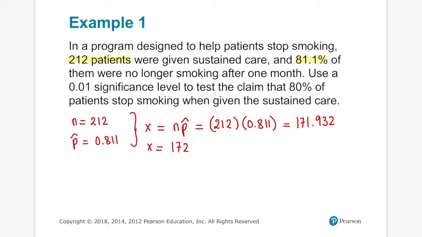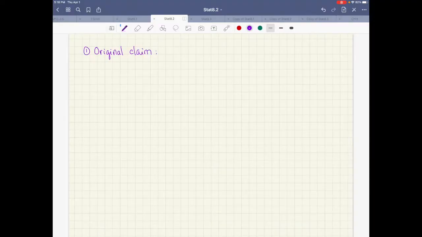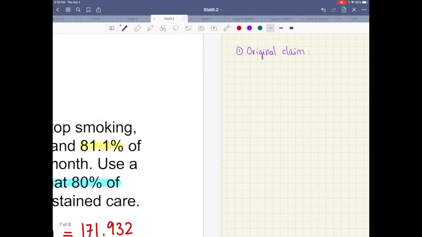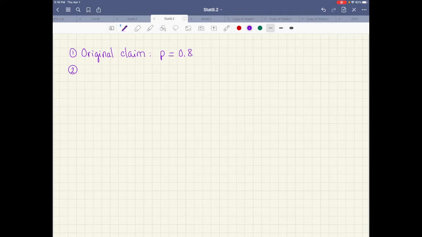My original claim is that 80% of patients stop smoking. I am going to do the hypothesis test. My first step is to identify the original claim. The original claim says that 80% of the patients stop smoking, so p equals 80%. The second step is the statement when the original claim is false. If the original claim p equals 0.8 is false, that is when p is not equal to 0.8.